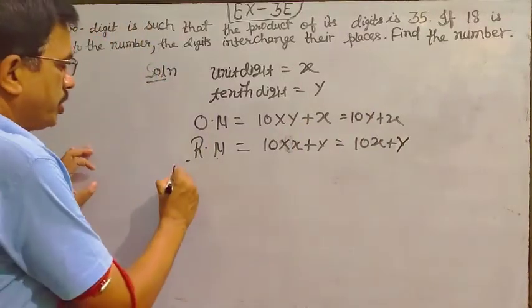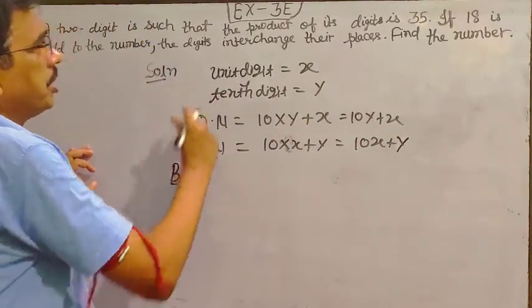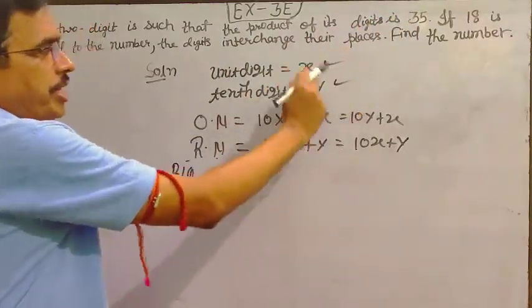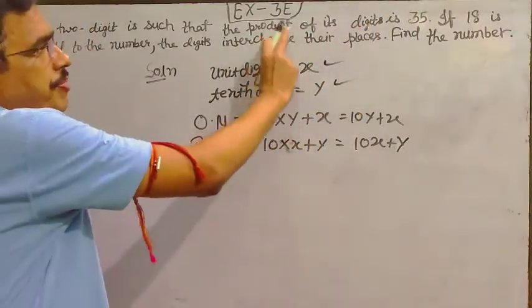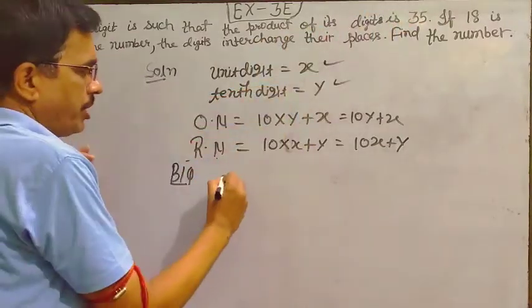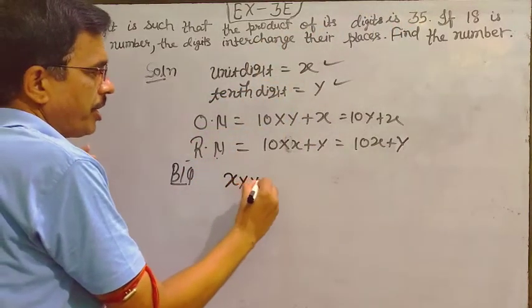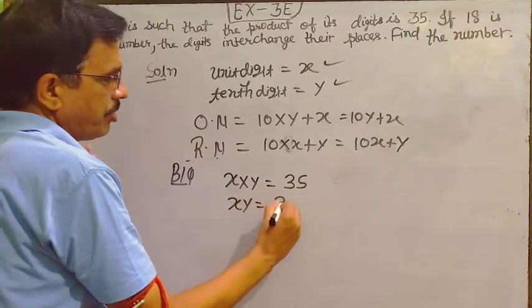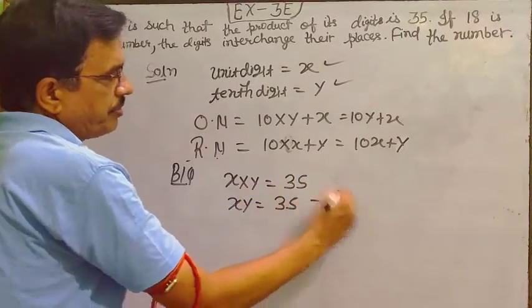Now, by the question, the product of its digits is 35. The digits here, one is x, another is y, and your question says the product of digits is 35. That means x into y is equal to 35. So xy is equal to 35. It is the first equation.